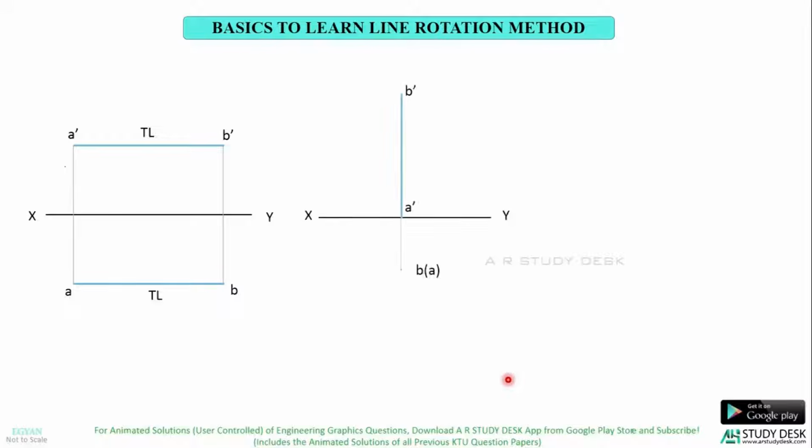Let us see another example. Here, the line A dash B dash is perpendicular to XY line. Very simple. Since the front view is perpendicular to XY line, you can conclude that the line is perpendicular to HP. In the top view, the line seems to be a point, which is named as B brackets A, which says that the point B is nearer to you and the point A is away from you. So this is the front view, right? So when you view from the top, you can see the point B first and then A. So that is shown here. You can see the point B first and then A.